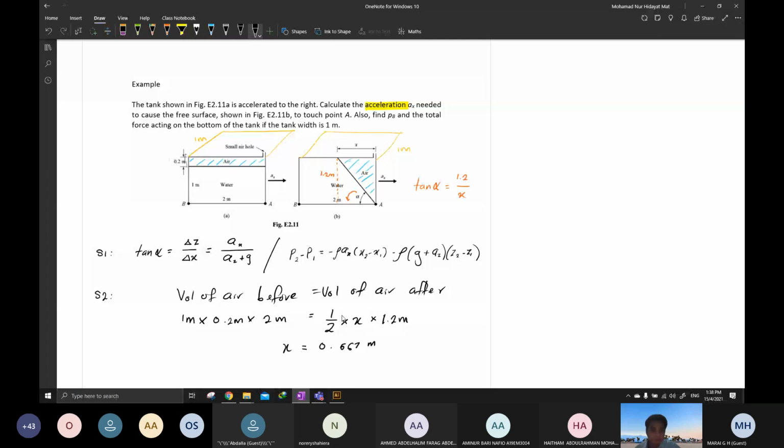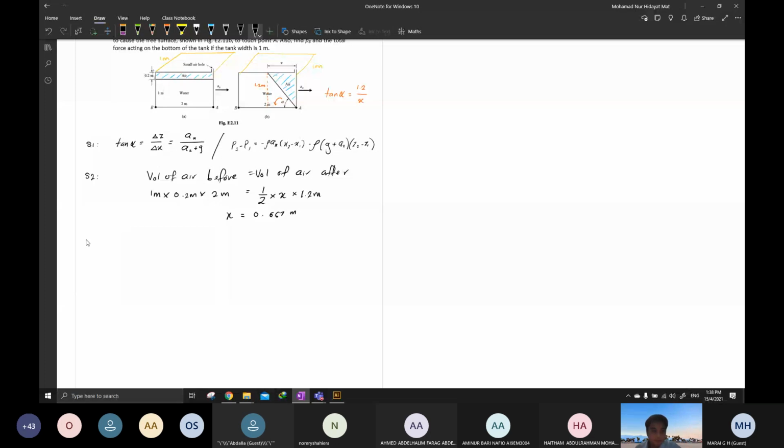Once we got the value of X, what do we need to do further? Step number 3, any idea? Find alpha. Tangent alpha equals 1.2 divided by X, which is 0.667. So what's the value? I'm not asking for the alpha, I'm asking for the tangent alpha. I want you to solve this one only. 1.799, simplify to 1.8 only.